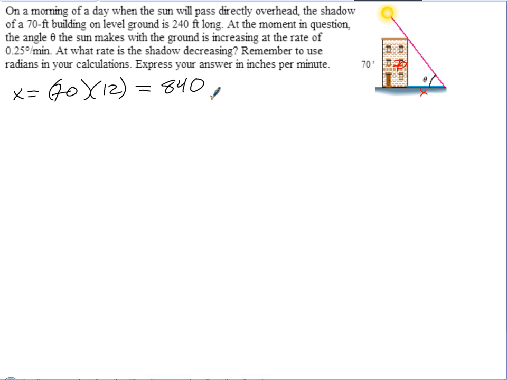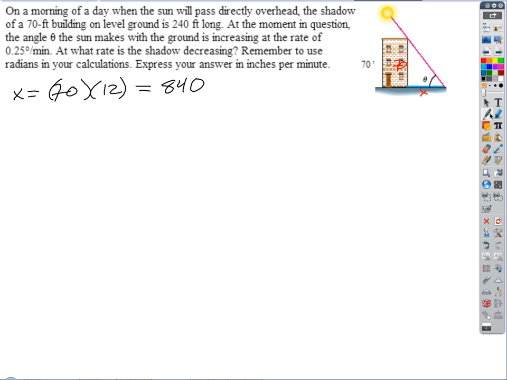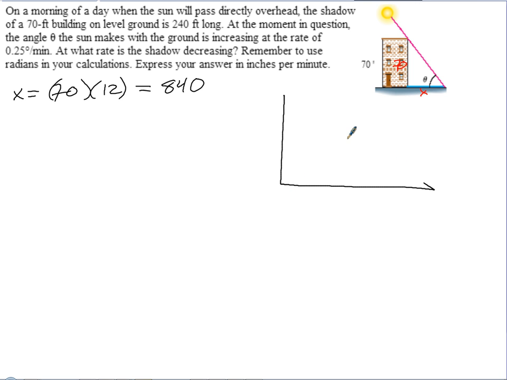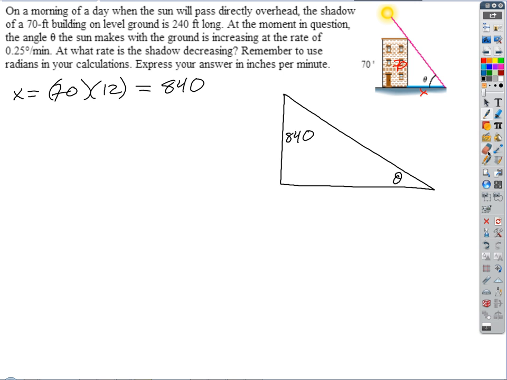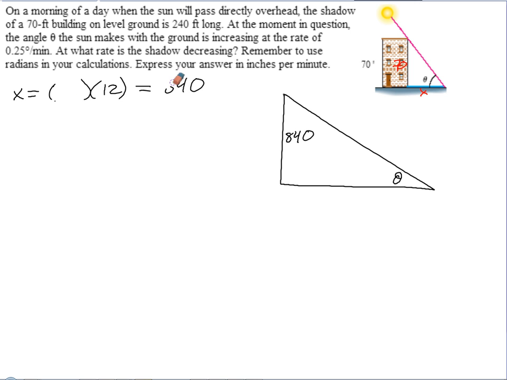What else do we know? We know the 70-foot building. Oh, whoops, that's not X though. Sorry, it's actually 240, that's the height, isn't it? Yeah, right. So how about if we redraw this picture? Good idea. So this is theta. This is 840, and X is going to be what? 240 times 12, which is 2,880.